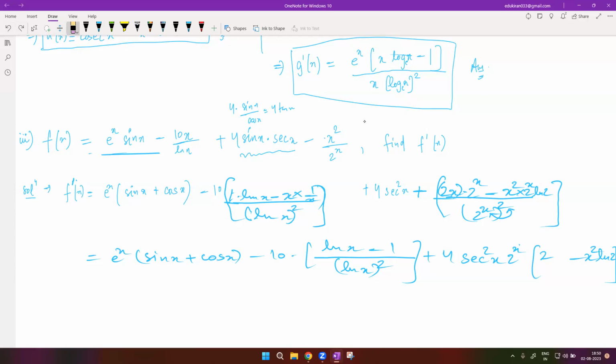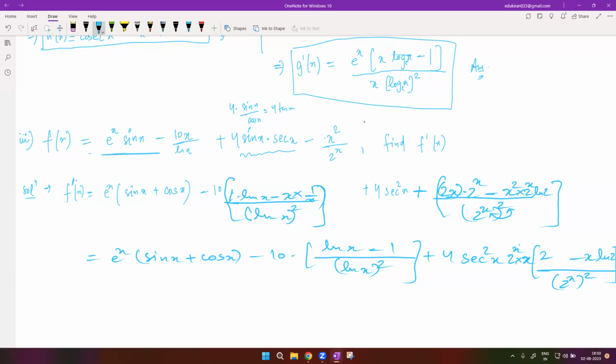You can also take 1 x common. So you'll be left with 2 minus x ln 2, and then there will be x here, divided by (2 to the power x) whole square. Sir, after 4 tan x sec x there is plus, right?